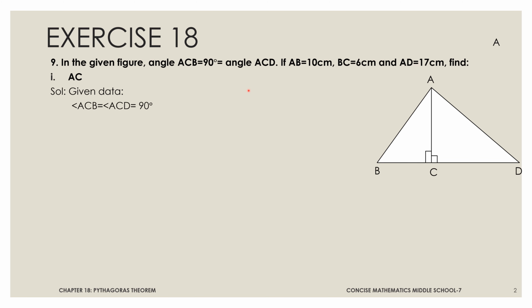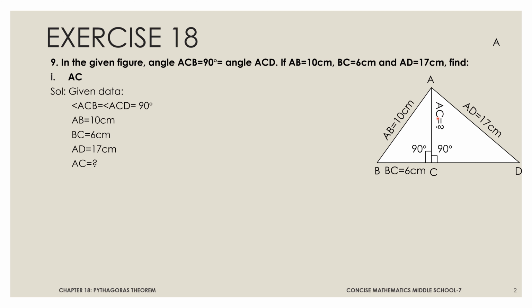First of all, we need to write the given data, that is angle ACB and ACD is 90 degrees. That means these two angles are 90 degrees. Next, AB is 10 centimeter, so just note it down even in the diagram for our clear understanding. BC is 6 centimeter. And here AD is 17 centimeter. So AD line is 17 centimeter. And we need to find AC. This is what we need to find out, right?